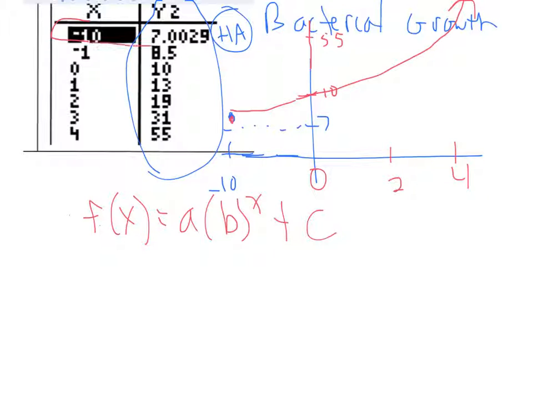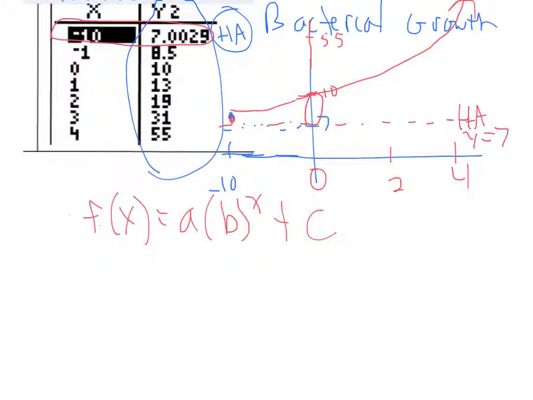If you look at it, you can see that 10 hours before the experiment, or before the timer started, there were 7 bacteria. What that indicates is that we have a horizontal asymptote, obviously at 7, right? That means there are 7 bacteria that can't reproduce. That's a constant. They're not growing. So we have a horizontal asymptote at y equals 7.